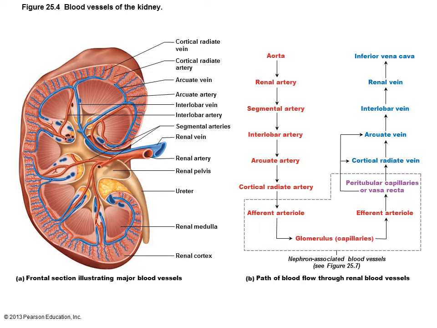Normally urine is concentrated in the medullary pyramid, and then drains into the papillae and major calyx, and then into the renal pelvis and through the ureter.